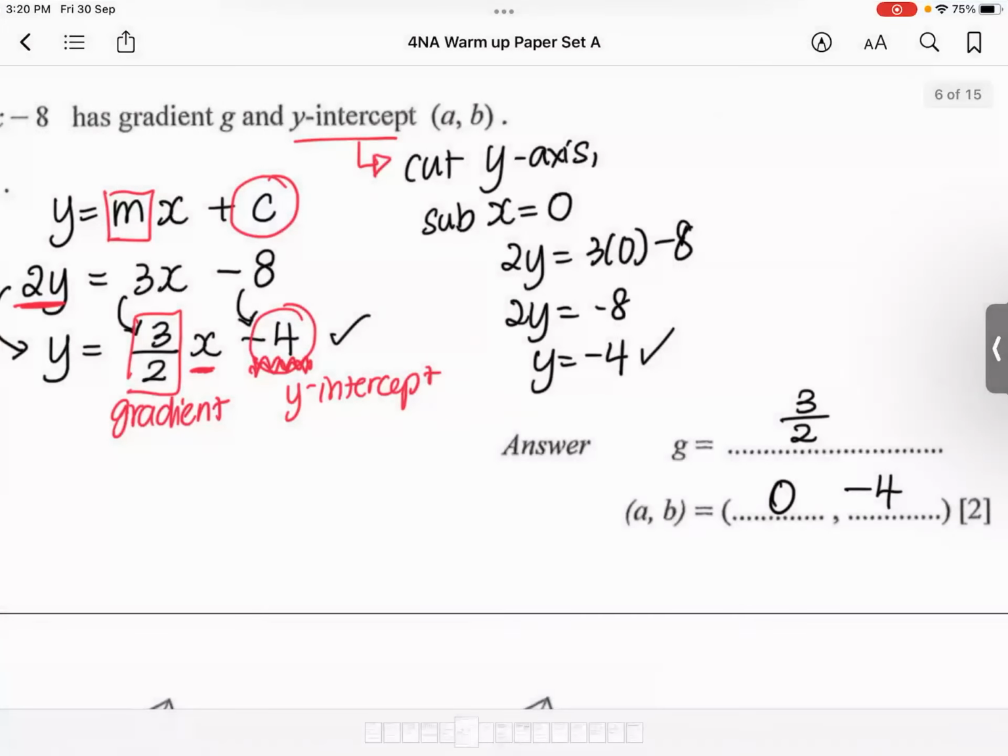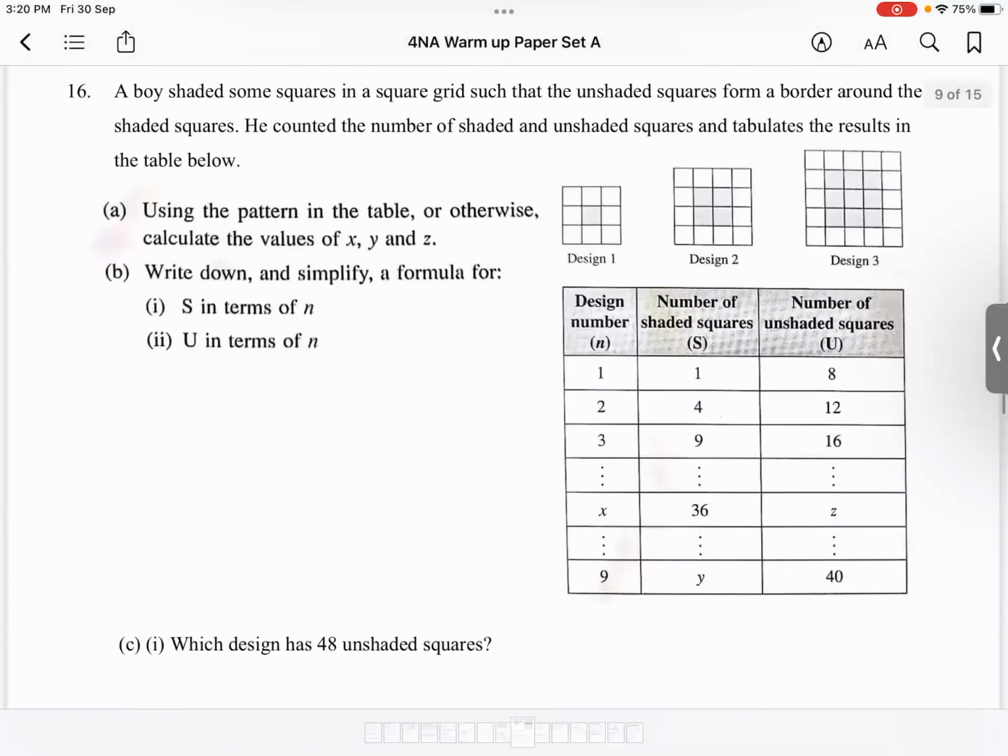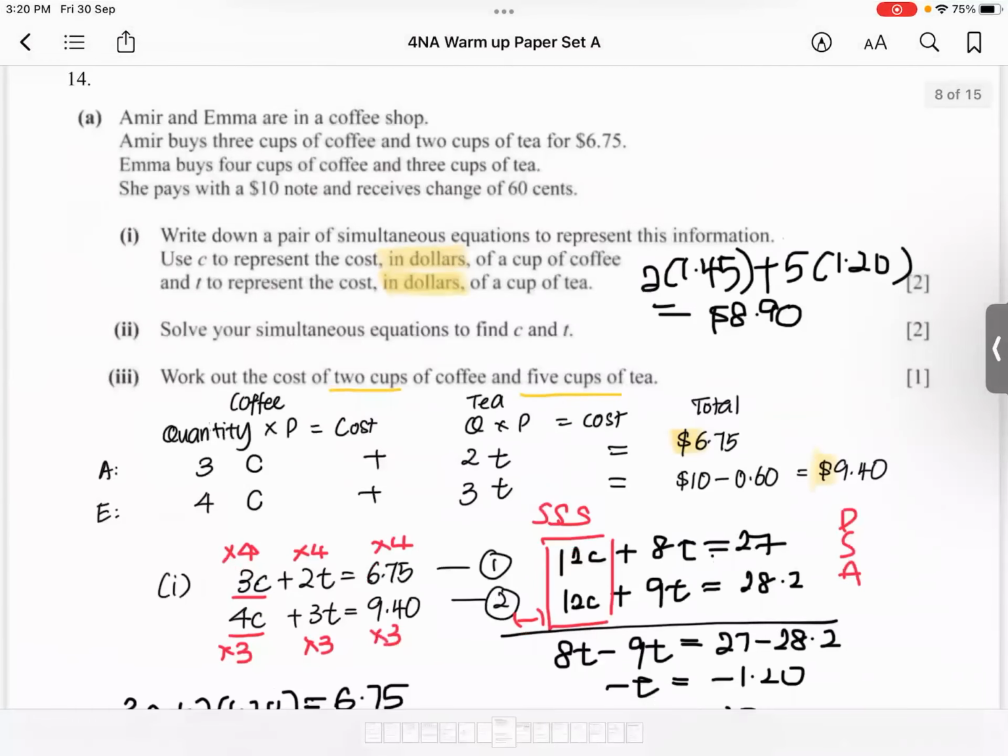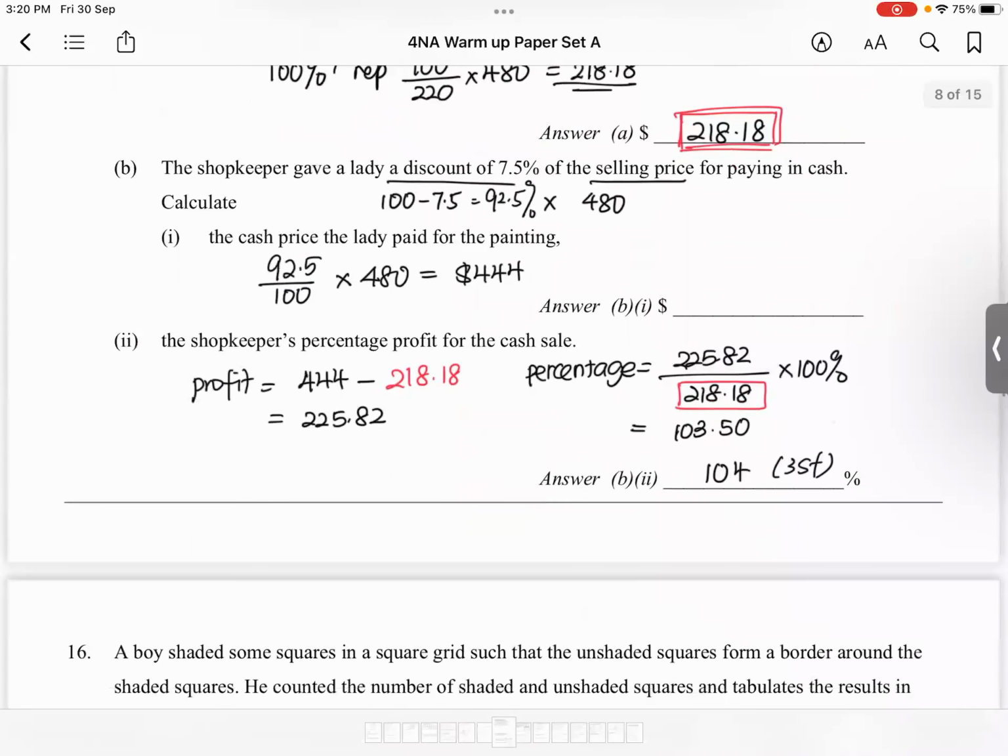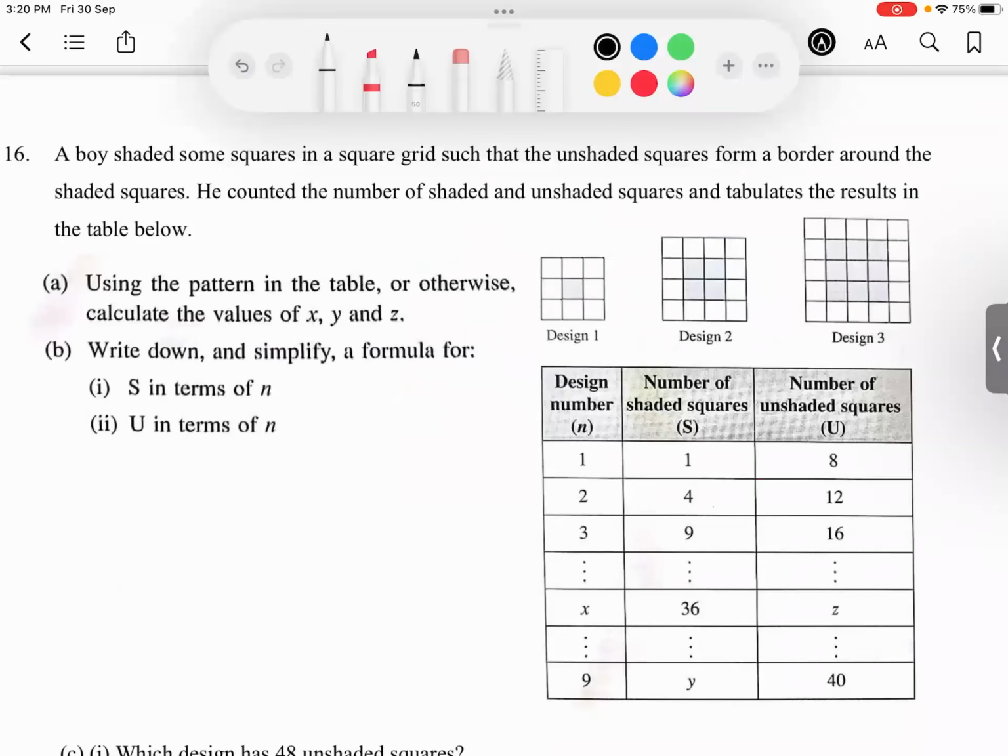Next question. Okay, next question over here. This is question number 16 on number patterns. A boy shaded some squares. Not sure if you can see the shading. The shading is over here. This is the shaded square. The concept will be related to what we are going to find out about patterns later. So this is a square. These are the shaded squares.